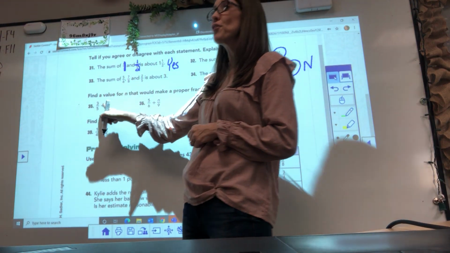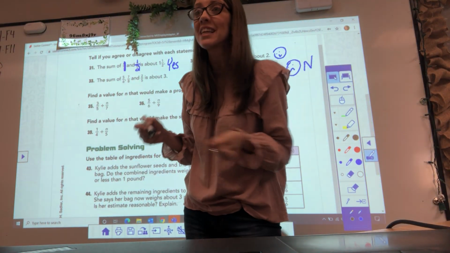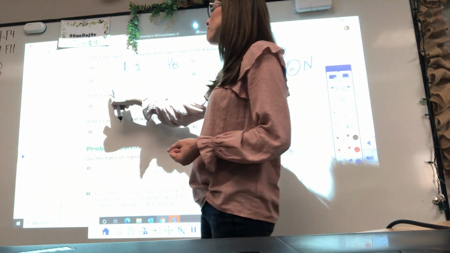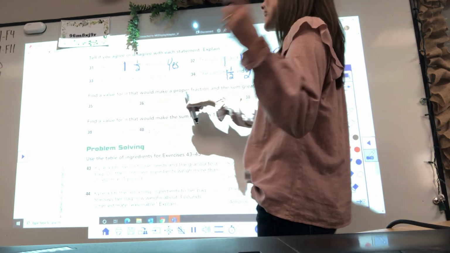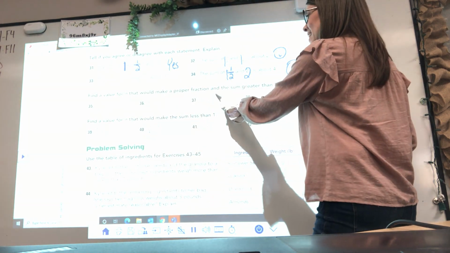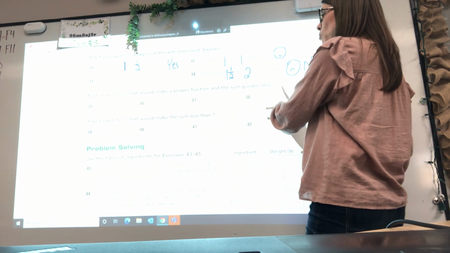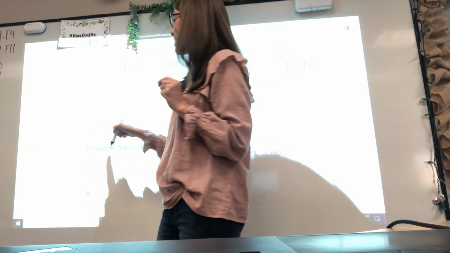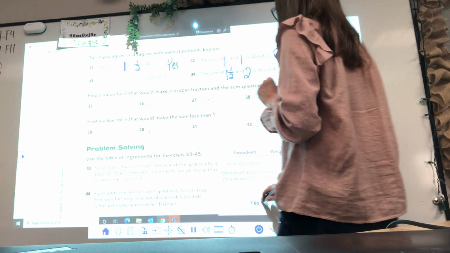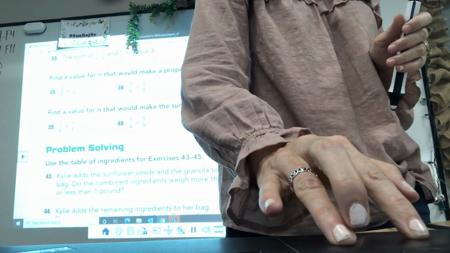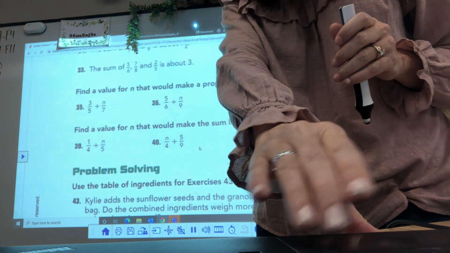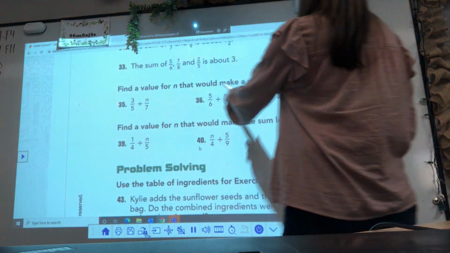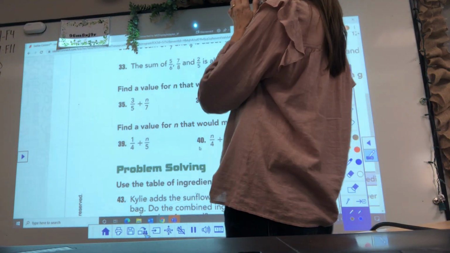Now let's move a step further, and they start putting these letters in your math problems to get you ready for algebra. Here we go. Find a value for n that would make a proper fraction and it would make the sum greater than 1. Look at this. We've got a lot to do with this one. Okay, we need to, first of all, recognize this. Let me make this big. 3/5 plus how many sevenths? We want to make it a proper fraction and we want to make it greater than 1.